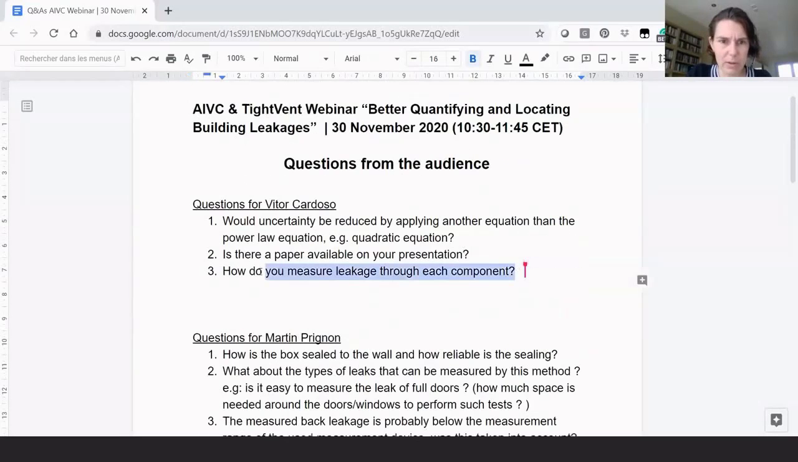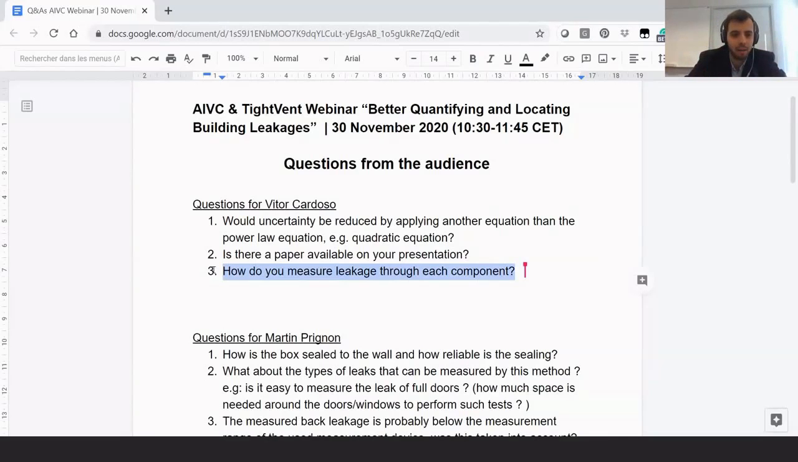So Vitor, there was this one that came after it. How do you measure leakage through each component with your method? I think the question is, are you able to seal any kind of component with your method? Yes, we use stripes, like an adhesive tape.